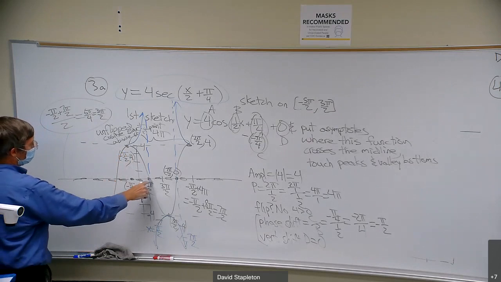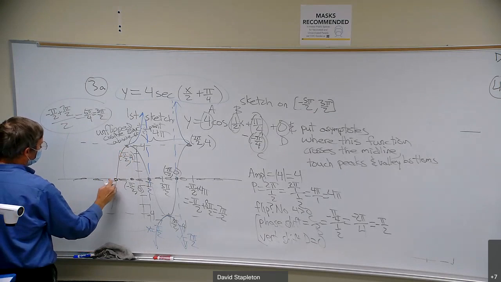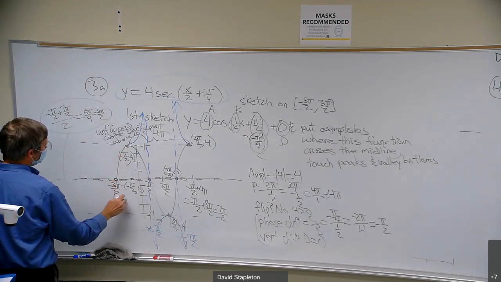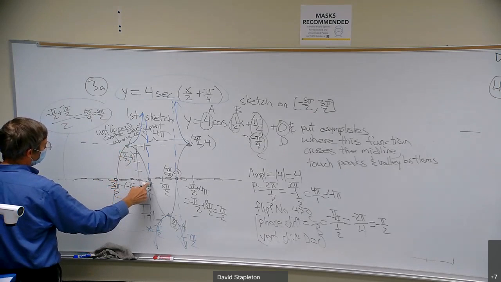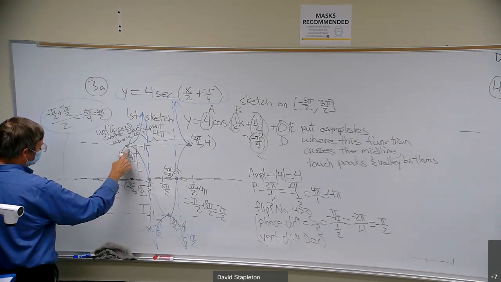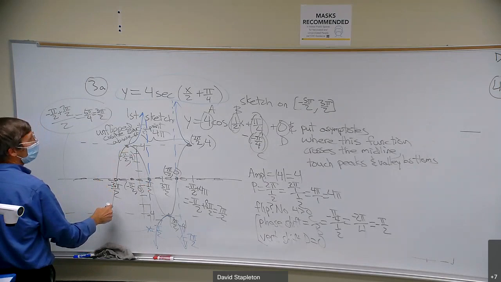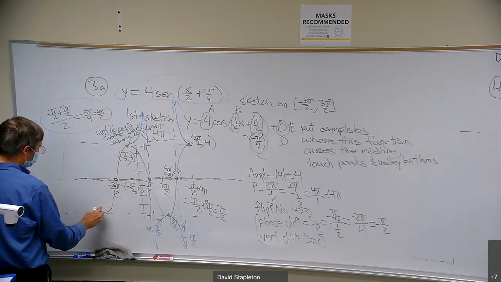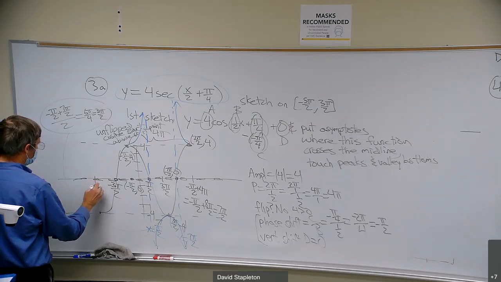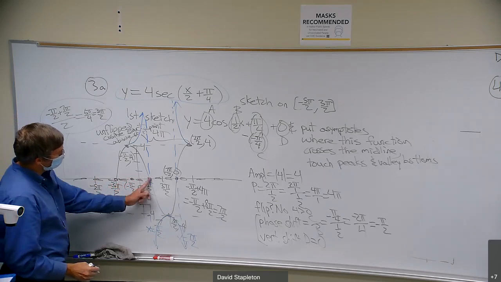Let's see. So this is pi over 2, minus pi over 2. The next crossing point must be minus 3 pi over 2, right? It's pi over 2 to minus pi over 2, that is pi units here. Then another pi units takes you to minus 3 pi over 2. And then another pi units takes you down to the bottom at minus 5 pi over 2. So pi, pi, pi, pi, pi.